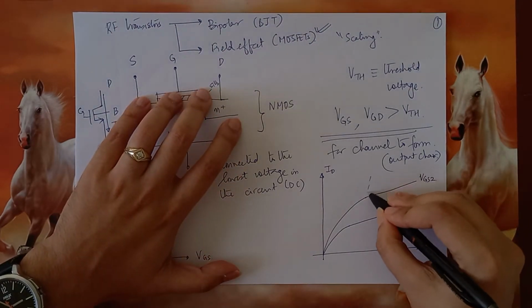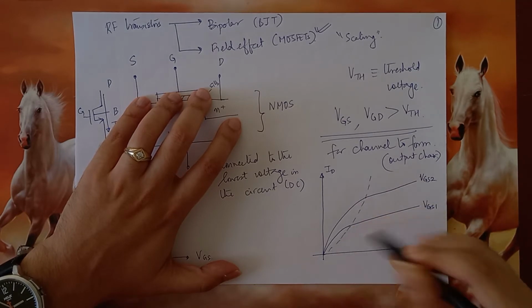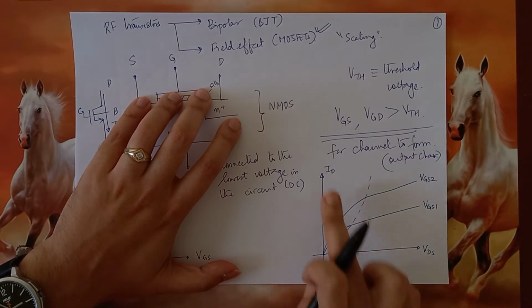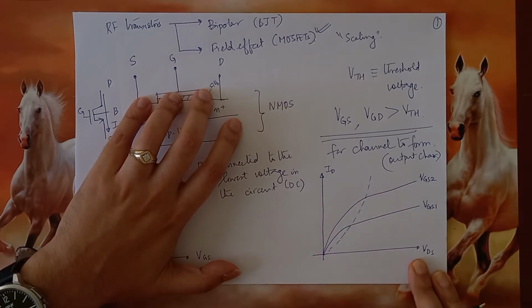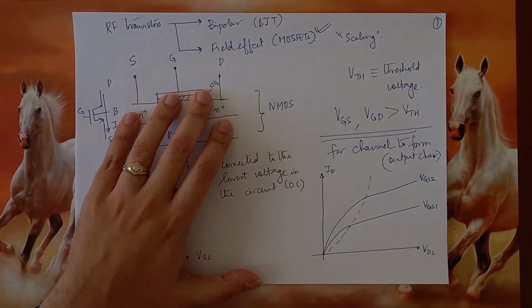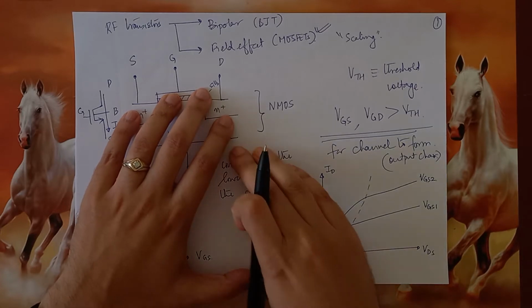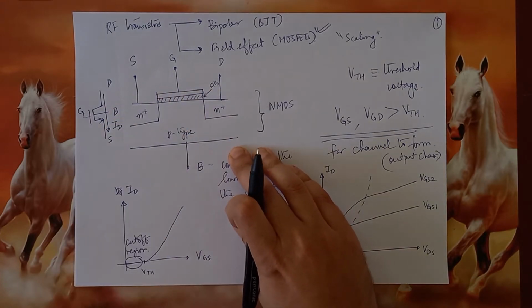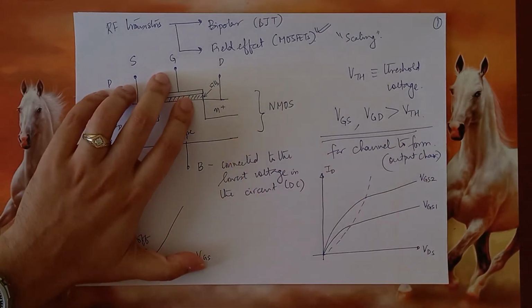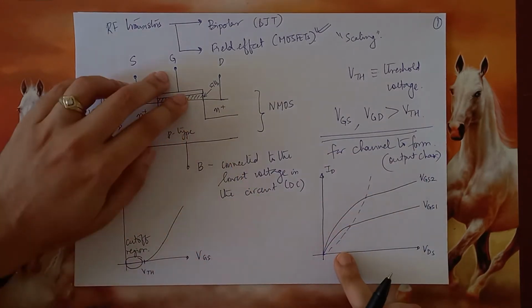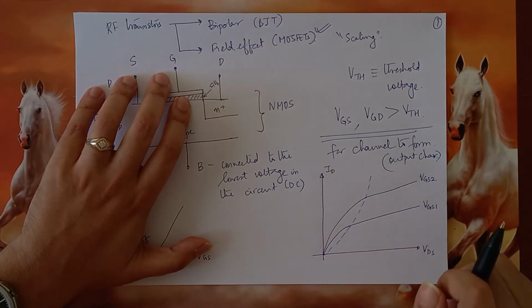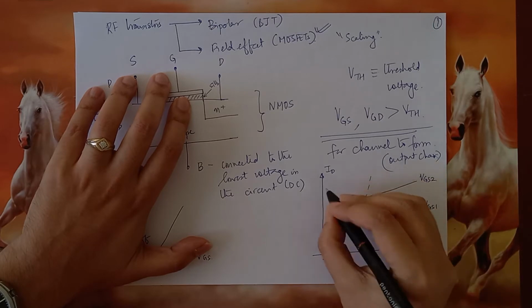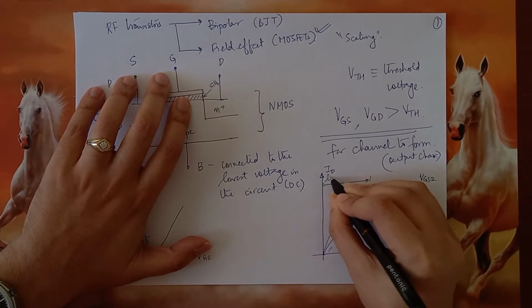So in this region, you can see that the dependency of ID on VDS is in a quadratic nature. That means it is dependent in the second order with respect to VDS. Over here, it is also seen that the ID has a linear dependence on VGS. Therefore, this region is also called the linear or triode region.